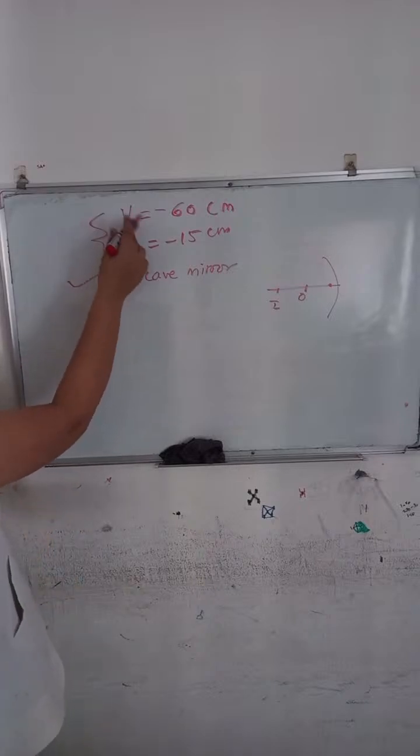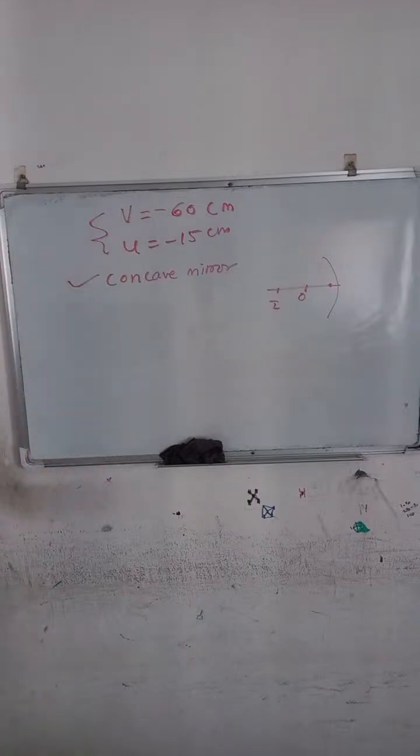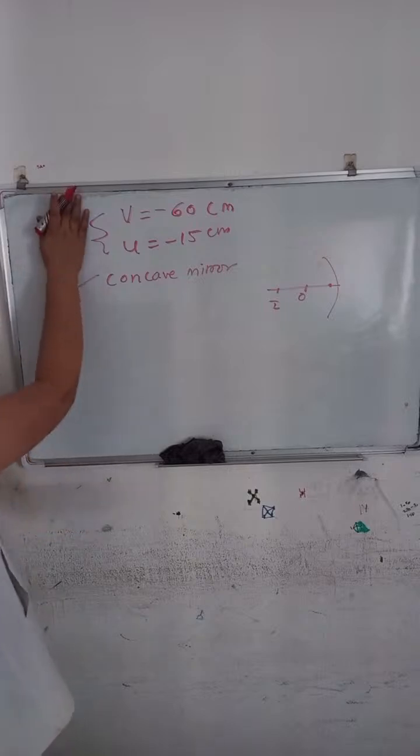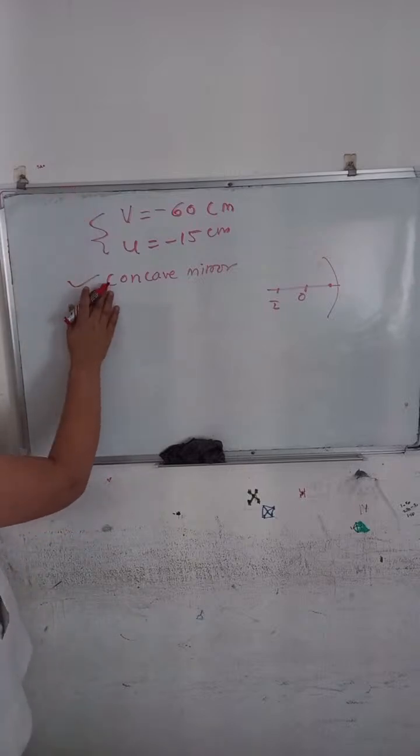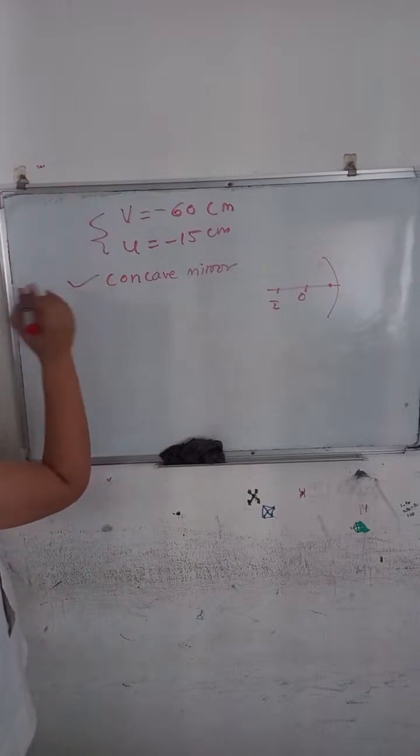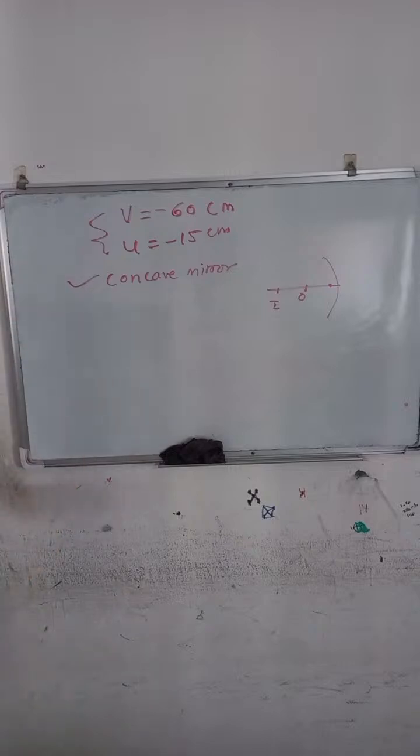Writing the correct distances, you will get half mark. And for writing the correct identification of the mirror, you will get 1 mark. Then second, find the linear magnification.